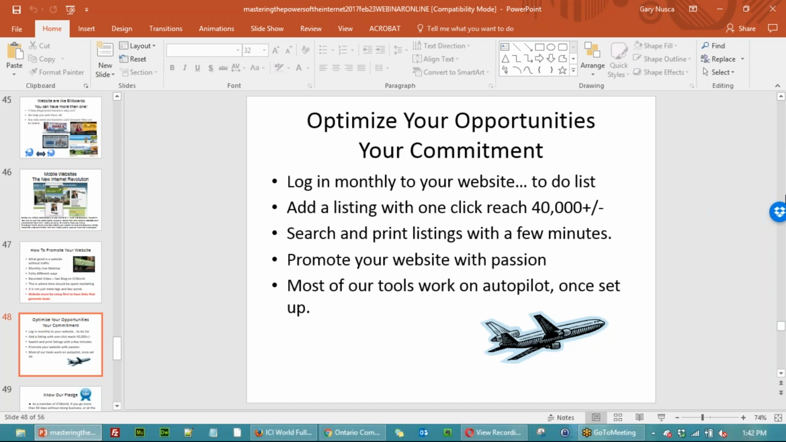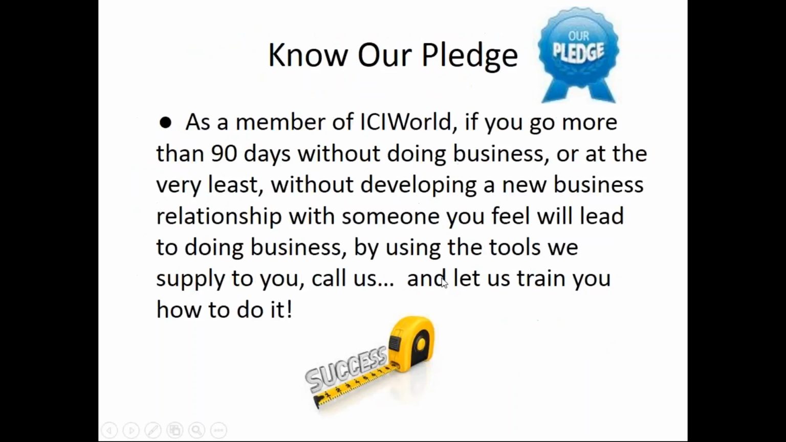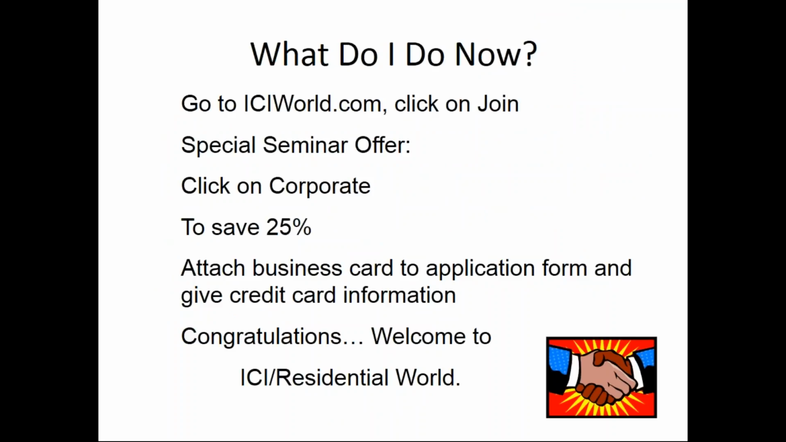Let me just see if I can get down to the very bottom now. There it is. That's our pledge that everyone should know about. This is your measurement tool, by the way, to make sure that you're making money on ICI World. We're like a real estate broker type association of real estate brokers and salespeople, and anyone who's not making money, we'd really like them to give us a call and give us a chance to help. What do you do now? You can take advantage of the seminar special: click on that corporate link we talked about, get into a session, and call and ask us to upgrade your membership by an extra six months, and we will be doing that for you.